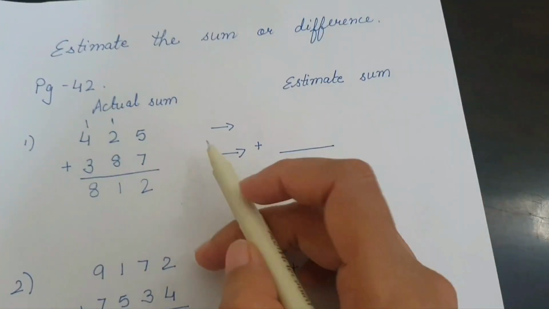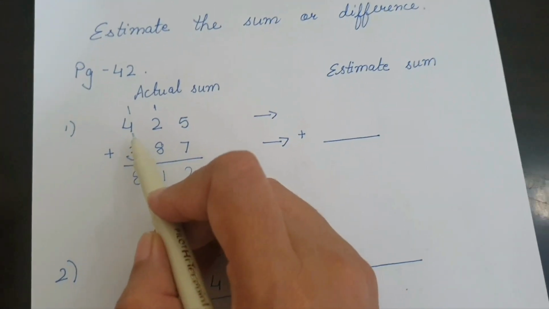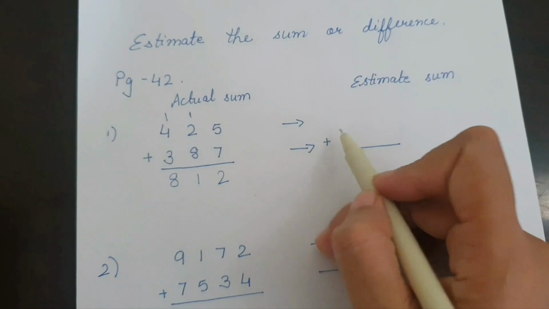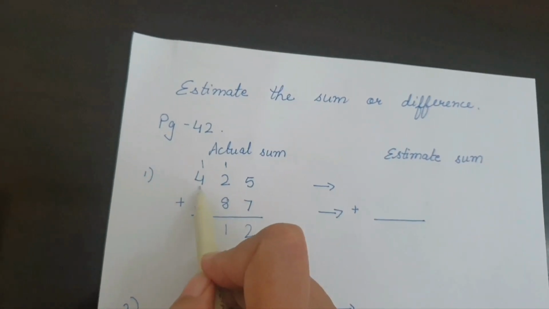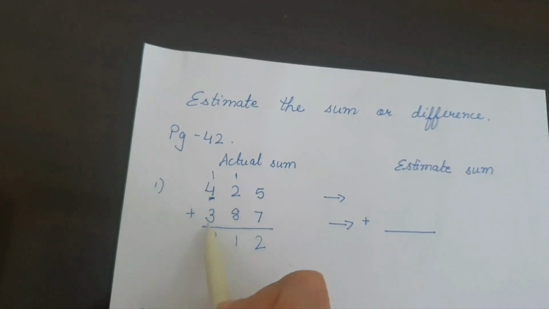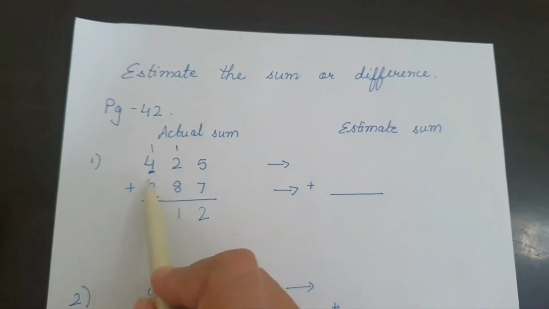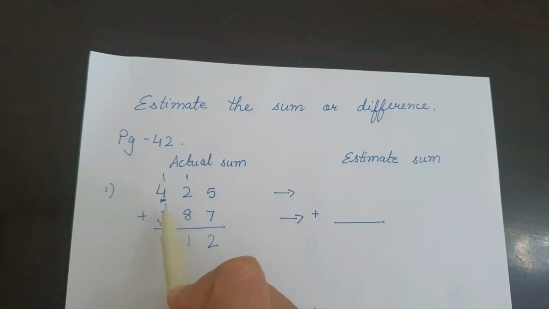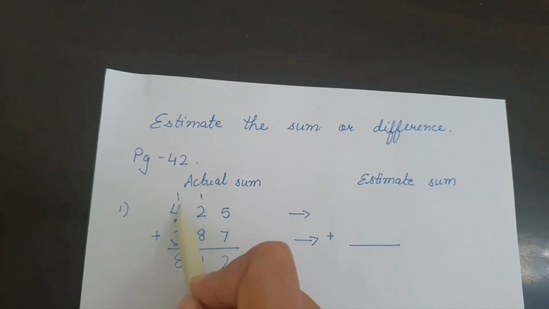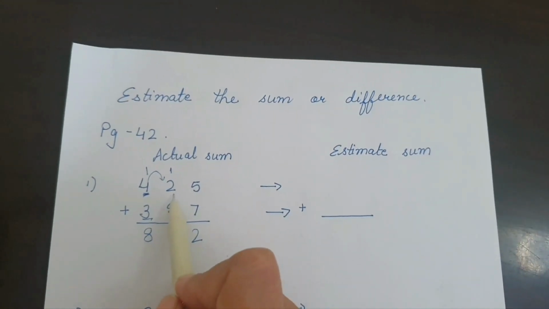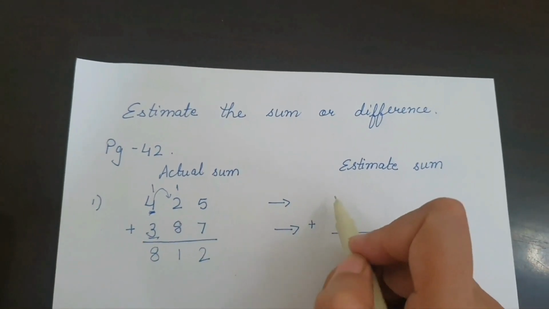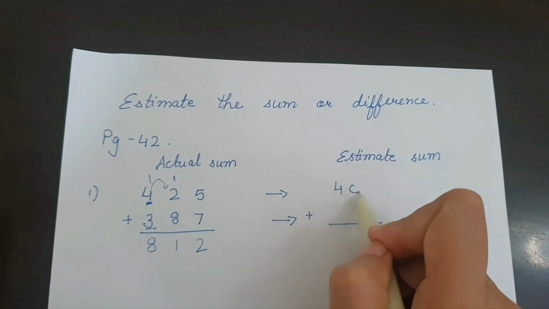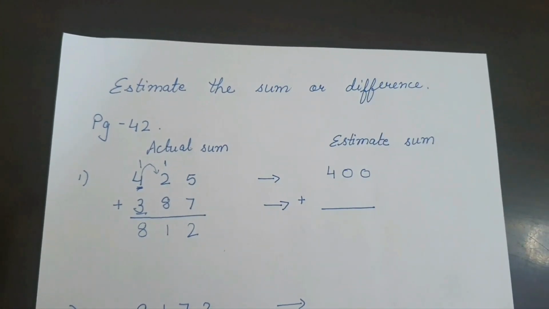Now let's do the estimated one. The first one is 425. So 425, your highest place is 4. So this 4 we'll underline. We have to do estimation according to the highest place digit. So in the highest place digit 4 is there. Just see the digit next to it. It is 2. 2 is less than 5. So no change will be there. So round off will be 4, 0, 0.